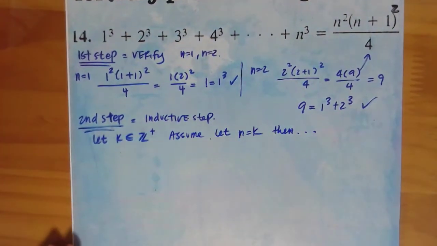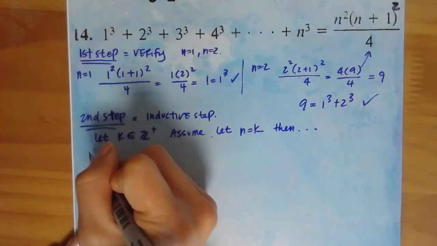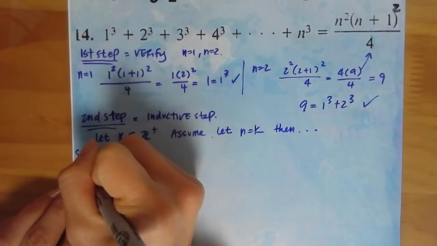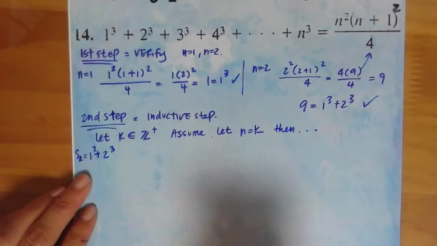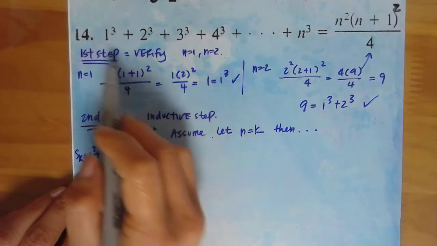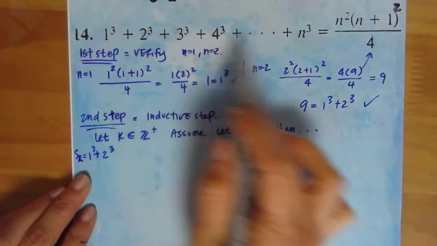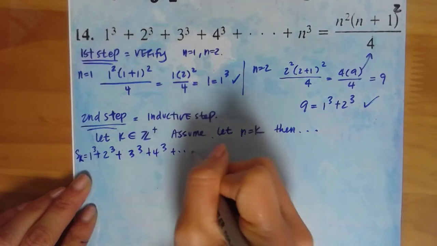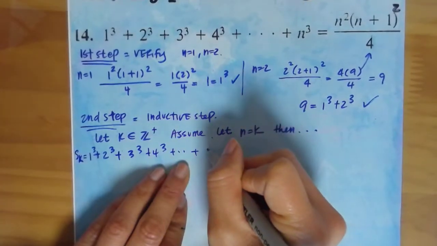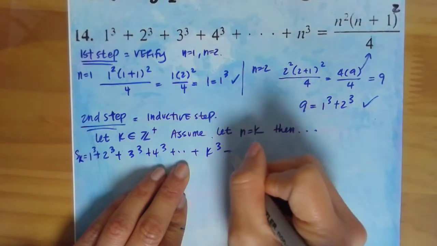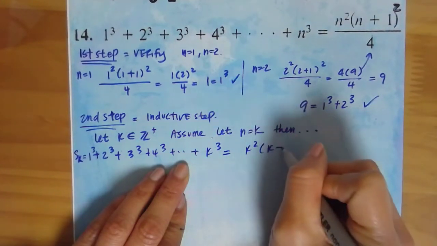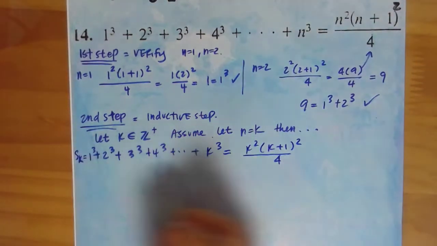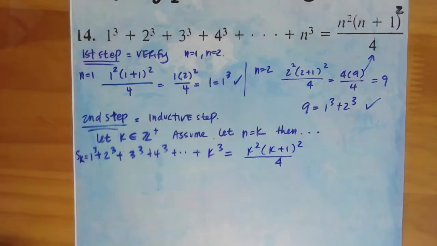If you let n equal k, that means it's 1 cubed plus 2 cubed. But we should start with the series. Series, S sub k, is equal to, right? S sub k, because this is a series, a sum of cubes, right? Plus 3 cubed plus 4 cubed plus ... plus, not n, but we're going to say k cubed, is going to equal k squared times k plus 1 squared over 4. Okay? We're going to assume that this is true for n equal k.